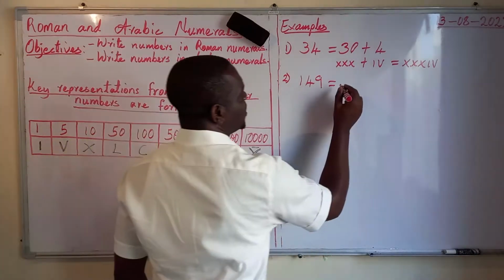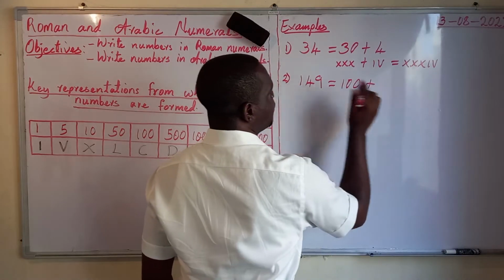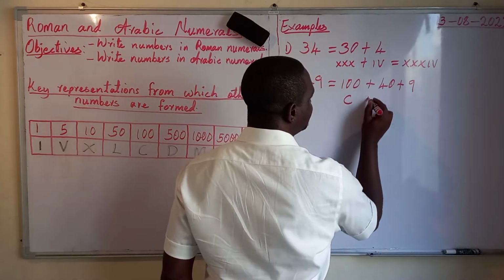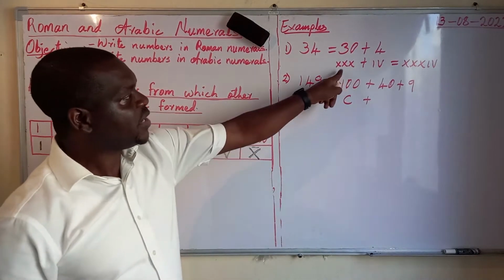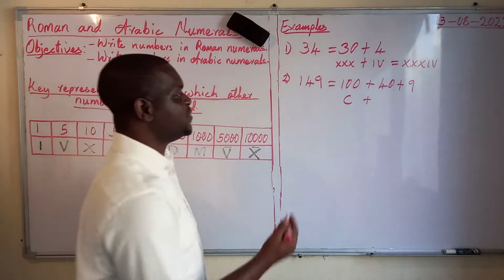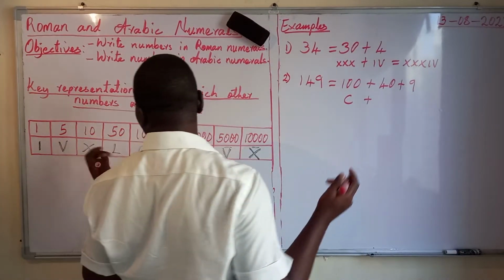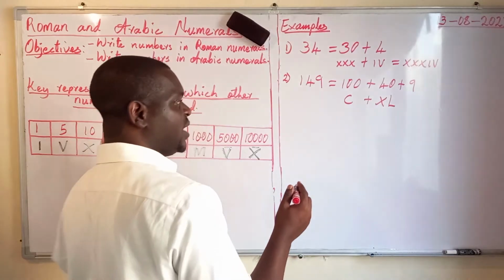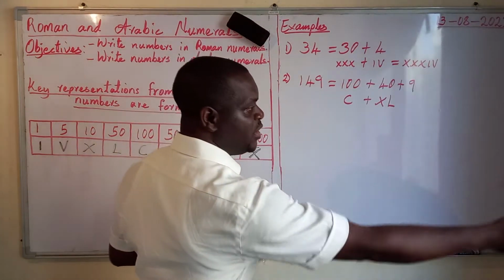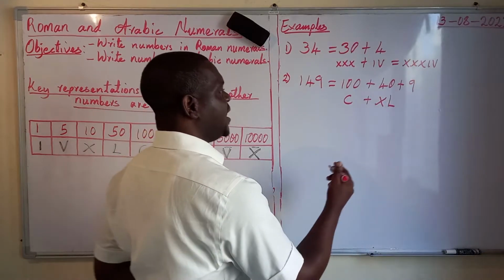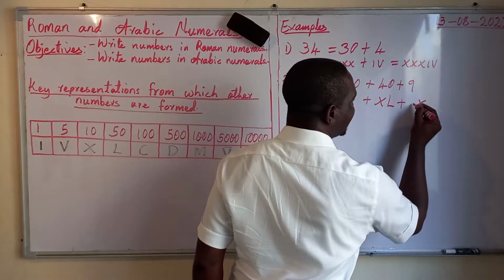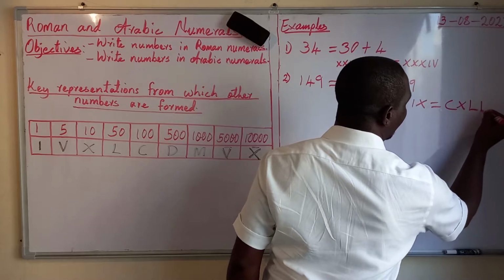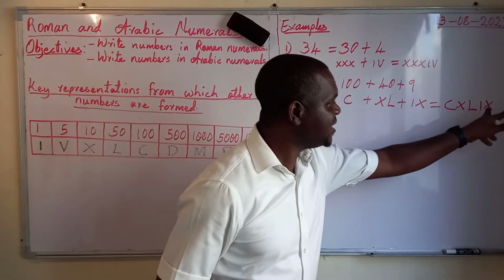149. How can we break this down? We can break it into 100 plus 40 plus 9. 100 from our table as a whole number is C plus 40. How do we write 40? We cannot write X 4 times. So how do we write 40? 40 will be 50 take away 10. And 50 is L and 10 is X. Remember, when a smaller one is written to the left, we find a difference. So 40 will be big number, small number to the left. 50 take away 10, and 9 also will be 10 take away 1. 149 will be equal to CXLIX. 149. Let's move on.